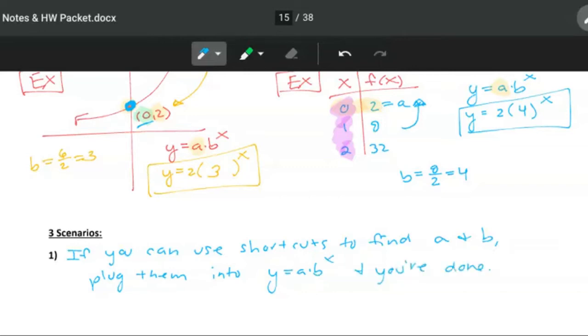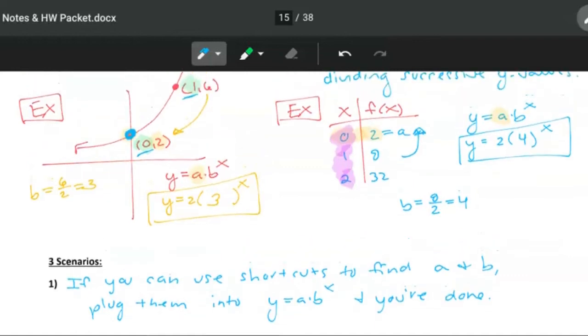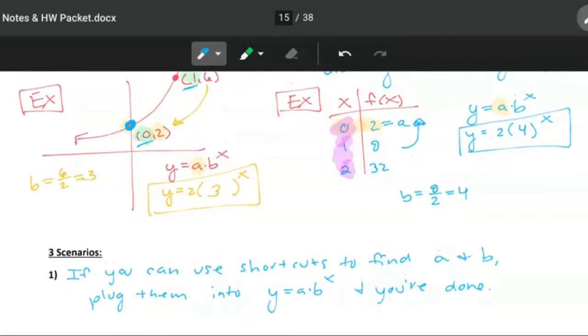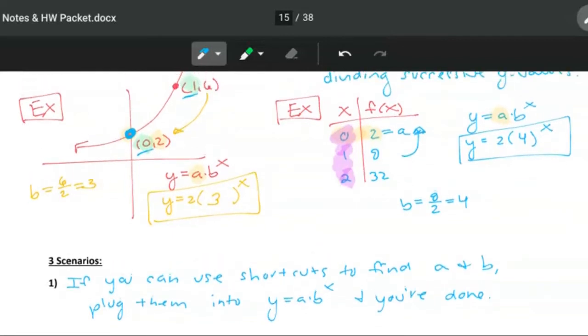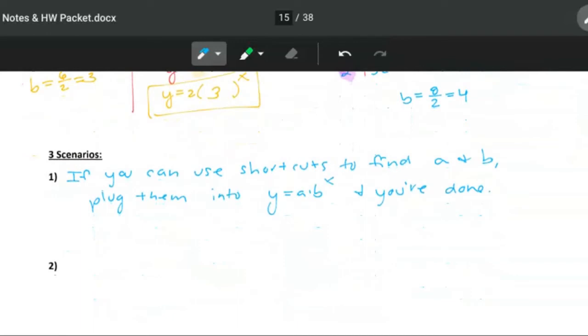All right, those are the simplest examples, like these examples I did above, these two in red. Those had shortcuts to find A and B, and they were super easy. The next one is, what if they only give you a shortcut for one of them? Say they only give you the y-intercept, but the points are not successive, so you can use a shortcut to find A. Or maybe they don't give you the y-intercept, but the points are successive, so you can divide the y values to find B. Basically, if you only have a shortcut to find only A or B, let's talk about that next.